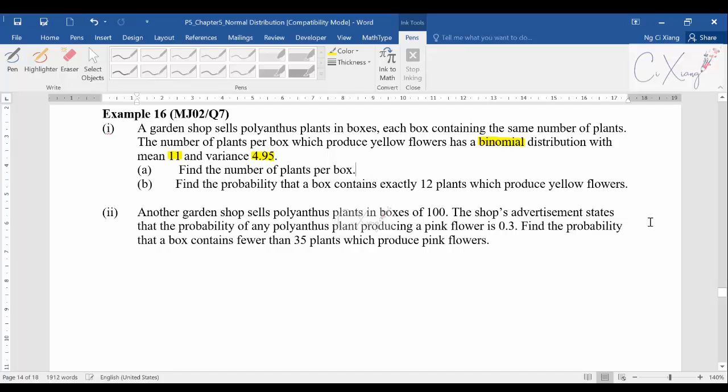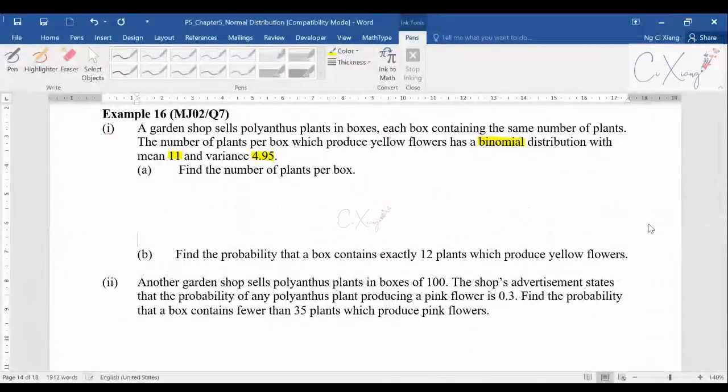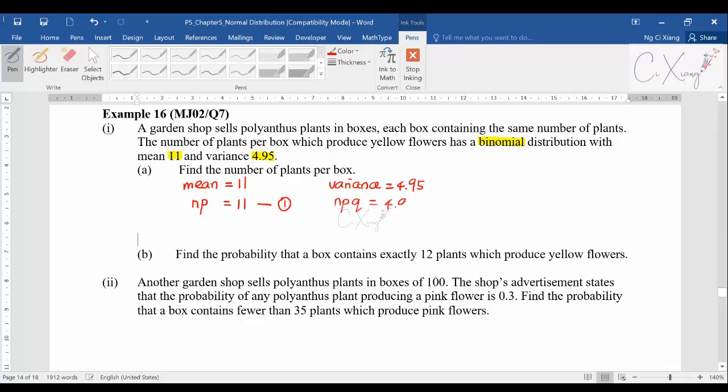So how can you get the number of plants per box? If it's a binomial distribution, you should have n and p, right? Here they tell you that the mean is 11, which means for a binomial distribution, np equals 11. And the variance is 4.95, which means npq is 4.95. Then I want to solve the simultaneous equations to get an answer.